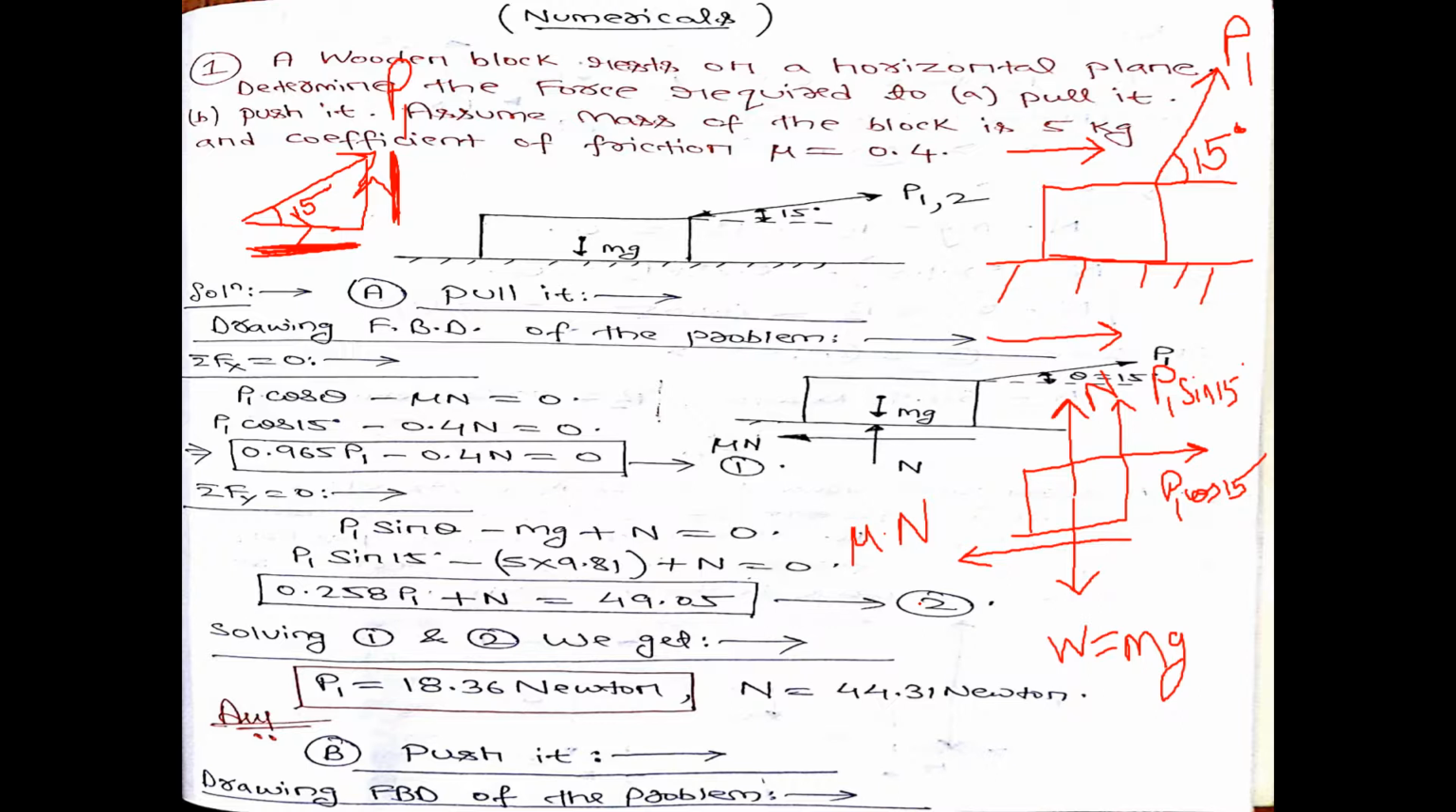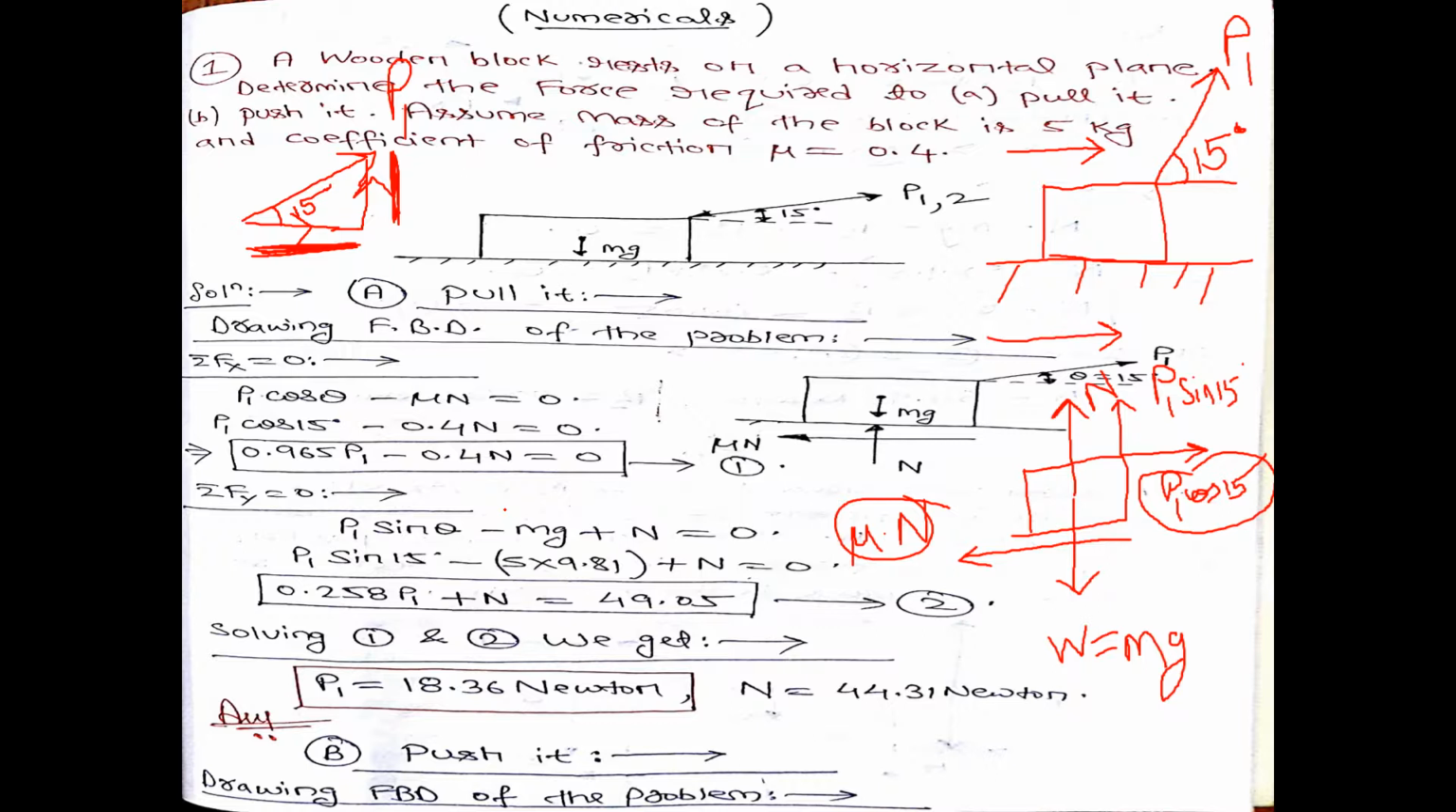Okay, fine. So next, if I want to find out the value of P1, what can I do? I can use the equations of equilibrium. If I use summation Fx equal to 0, then I can write plus P1 cos 15 minus mu N equal to 0. P1 cos 15 is nothing but 0.965. Mu is given in the problem as 0.4. So you will get equation number 1, which is 0.965 P1 minus 0.4 times N equal to 0.